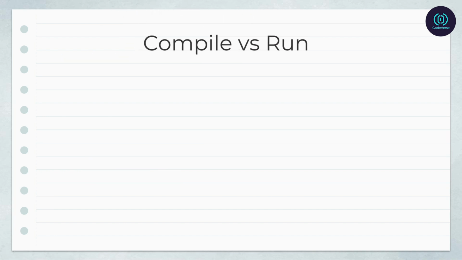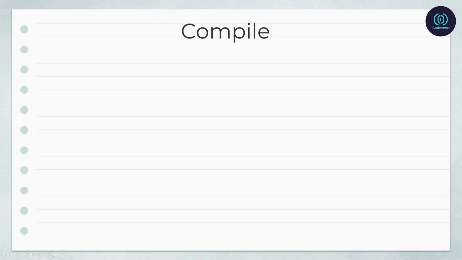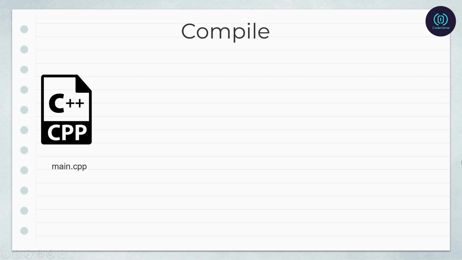Before we run our code, there's something you need to understand. In C++, you don't run the code directly. Instead, you first have to compile it. So what does that mean? Let's break it down. When you write a program, you're writing human-readable code, we call that source code.